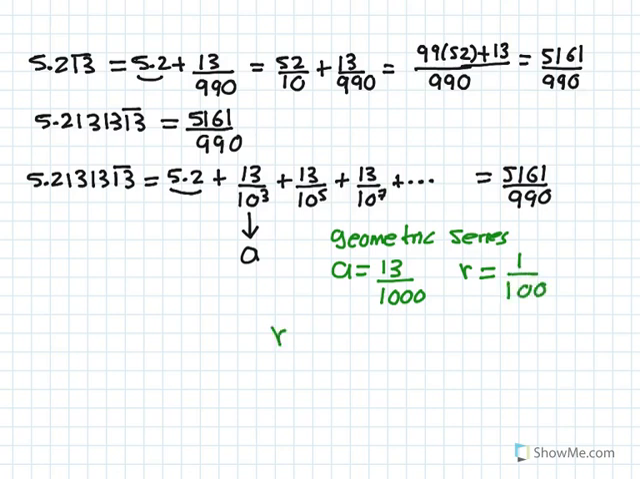And because the absolute value of r is less than 1, the infinite geometric series converges to a finite sum, and we're able to apply geometric series to express this repeating decimal expansion as a fraction. And that fraction is 5161 divided by 990.